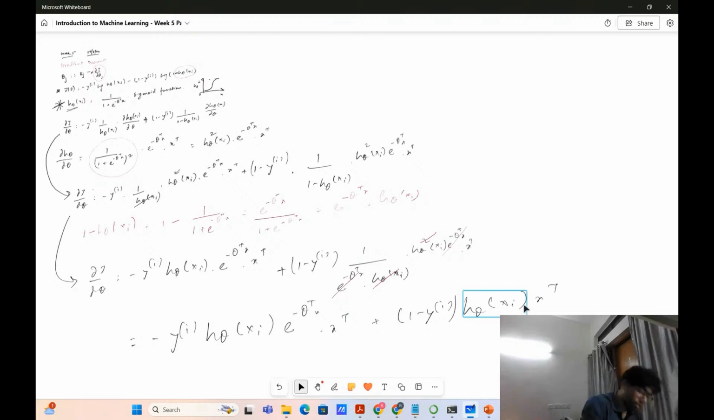Now, there is another manipulation that we have to do. So I'll write it over here. If you see that h theta equals 1 divided by 1 plus e to the power of minus theta transpose x, right? So basically you multiply it. So 1 equals h theta plus h theta times e to the power minus theta transpose x. So from here you will get e to the minus theta transpose x equals 1 minus h theta divided by h theta.